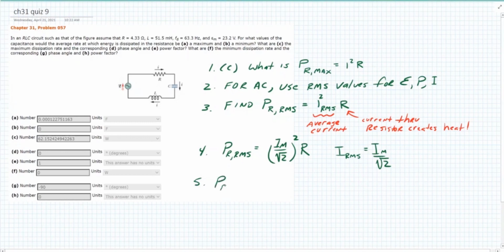We have the maximum power dissipated through that resistor is going to equal I max squared times R divided by 2. Aha, so there's the divide by 2. But we have to go through these steps. Equals, and I think, do we have this? Well, here's Ohm's law. Ohm's law is going to be the max EMF all over Z squared times R over 2.